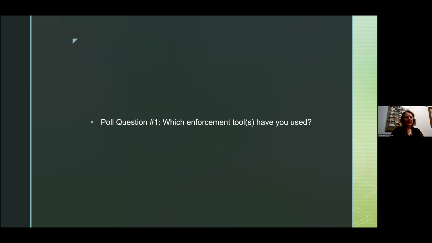So Isabel, I'd like to get an idea of which enforcement tools our RAs have used. Can you pull up our first poll question? Give us an idea of what you may have used so far when it comes to enforcement on non-metallic mine sites. If I don't have something up on the list, please enter that option into the chat box. I'll give folks a minute or so to enter your poll answer.